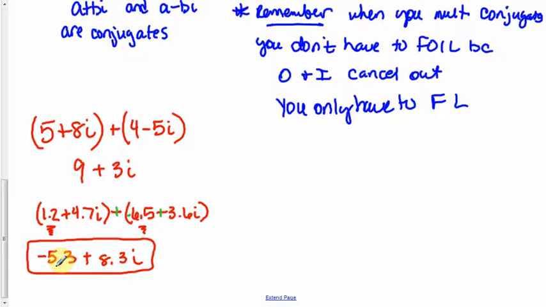Always write your answers in a plus bi form. Now it can have a minus sign in there. It can be a minus bi or negative a, you know what I'm saying? But it always needs to be the real part and then the imaginary part.